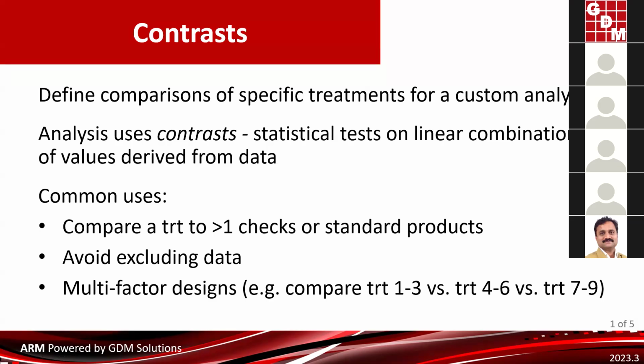And so the statistical engine behind this is contrasts. These are statistical tests on linear combinations of values coming from the data that we've recorded, and we'll dive into the details here. We like to give some examples of why this would be used. If you want to compare one of your products to multiple checks or multiple standards, sometimes you might want more than just one replicate's worth of checks out there.